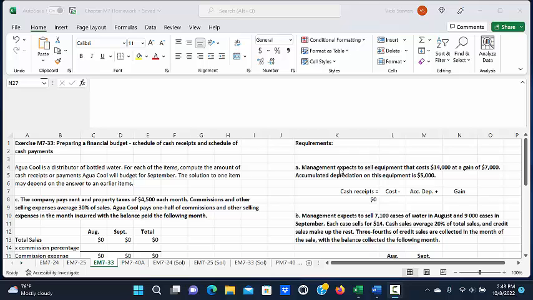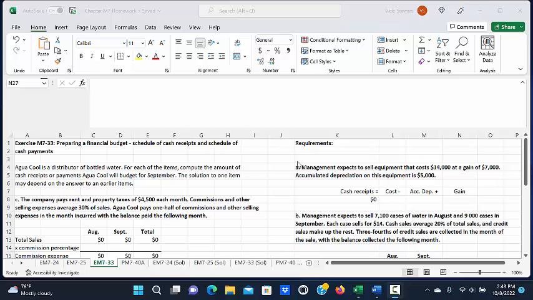This is a demonstration of exercise M733, preparing a financial budget, schedule of cash receipts, and schedule of cash payments. AguaCool is a distributor of bottled water. For each of the items, compute the amount of cash receipts or payments AguaCool will budget for September. The solution to one item may depend on the answer to earlier items.